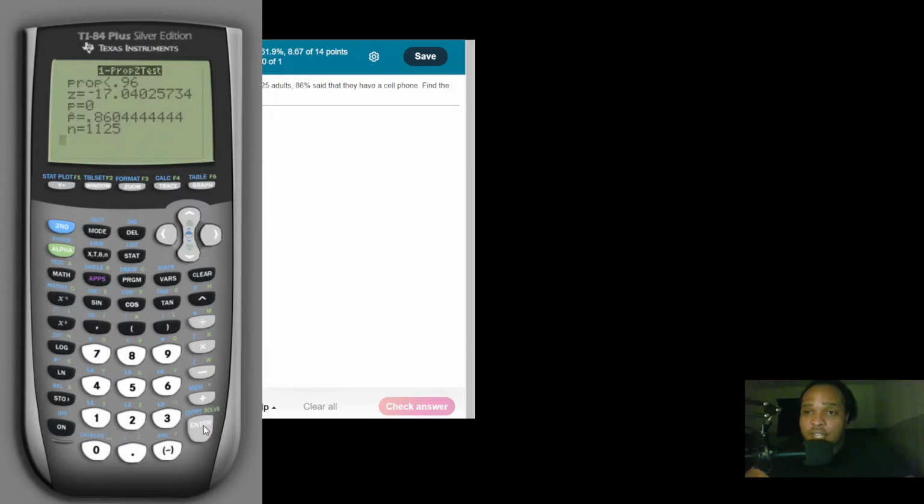When you hit calculate, you get all of this stuff. You see, we have z is equal to negative 17.04. That is your test statistic. Down here, you see your p is equal to 0. That is your p value. Very important: this p hat here is basically the percentage of your sample size. And if they ask us for p hat, they'll give it to us right then and there. It's your x divided by your n.